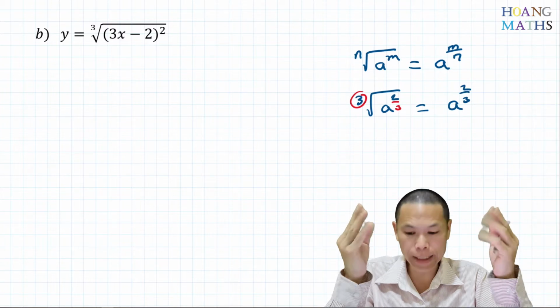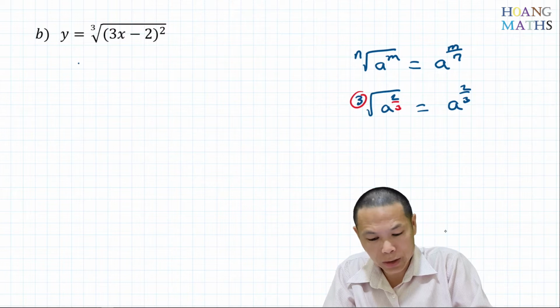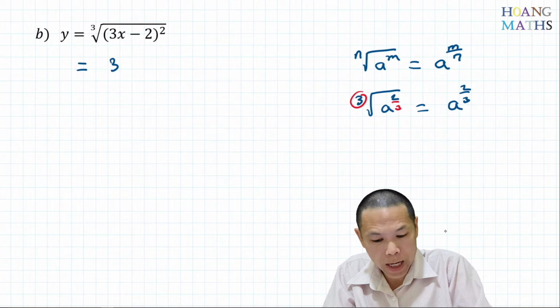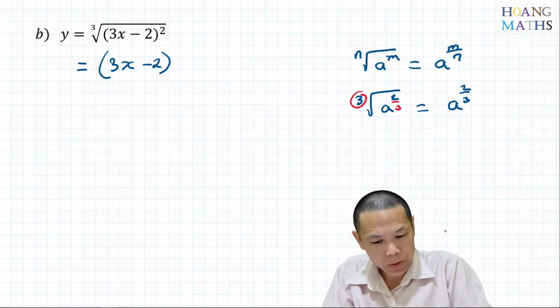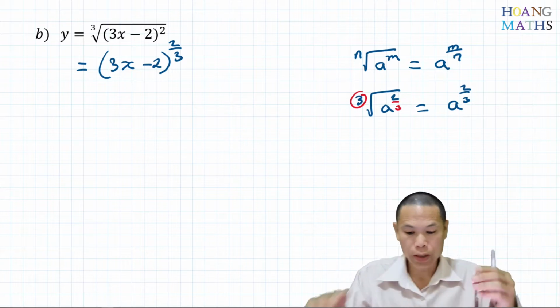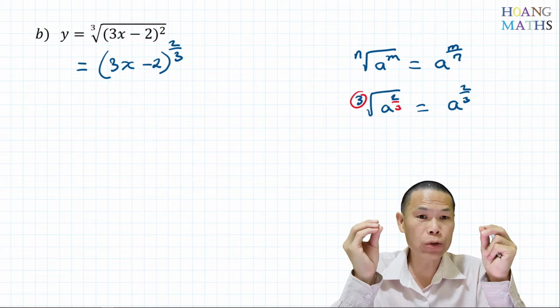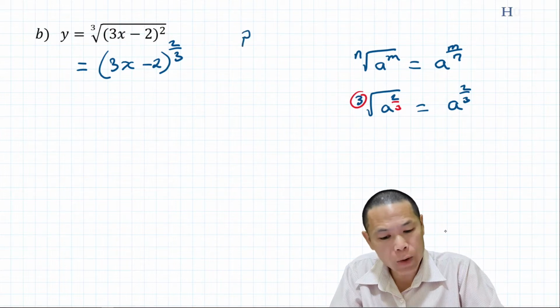So a in this case is 3x minus 2. Let me rewrite this. It is equal because it's exactly the same. So that becomes (3x minus 2), and the power of 3, we bring it down here, so that gives me 2 over 3. There you go. I haven't done anything yet, I'm just writing that into fractional index form. So now I just differentiate that, and I use the power angle trick.